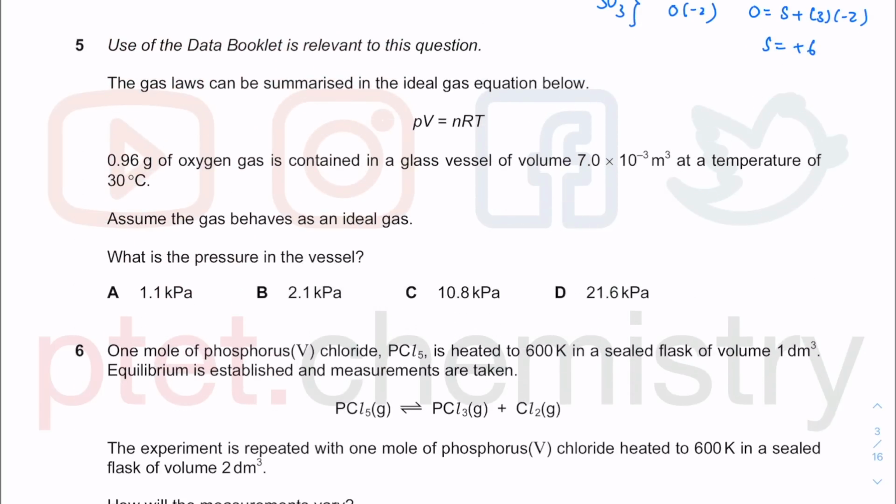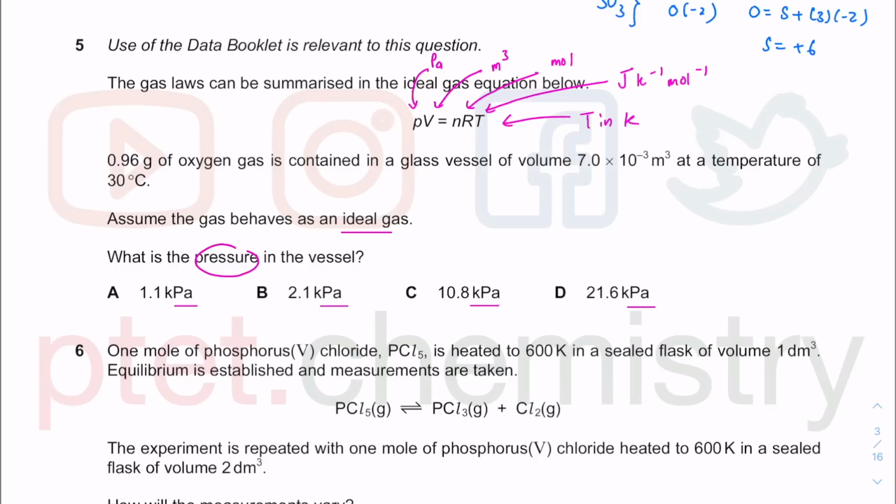Question 5 looks like this is the ideal gas equation. You want the pressure in kilopascal. Just make sure you know that the unit given in the ideal gas equation, the pressure is in Pascal or Newton per meter square. The volume is in meter cube. The n there is the mole of the gas. The R there is the molar gas constant, joule per Kelvin per mole or joule per mole per Kelvin. The temperature must be in Kelvin there.